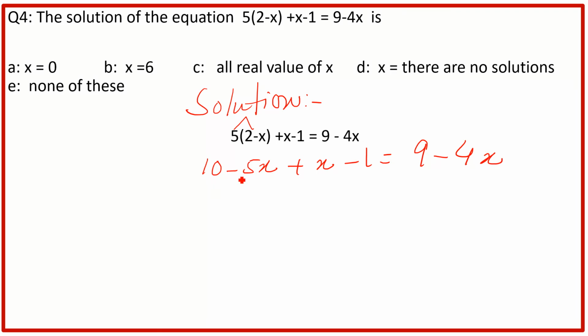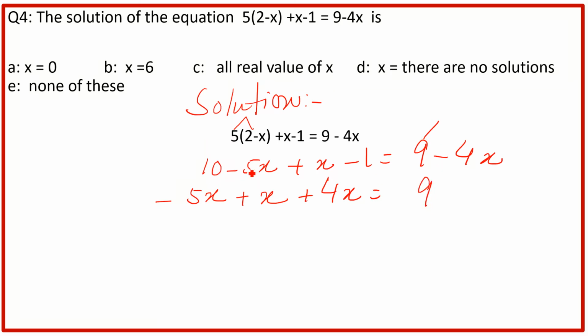See, this is negative x, only this one. Negative 5x will remain the same on the left hand side. This x will remain the same on the left hand side. Only this negative 4x we have to transpose. Transpose means you have to take it to the other side, so the sign will change. It will be positive 4x. Only 9 is left on the right hand side.